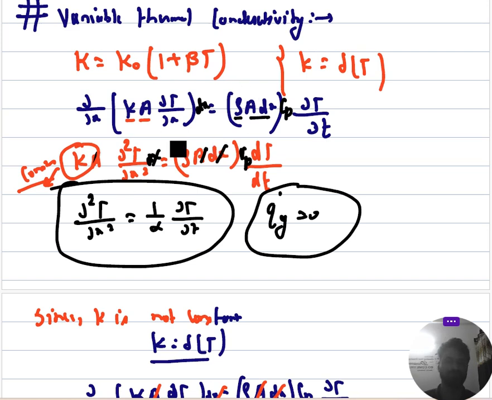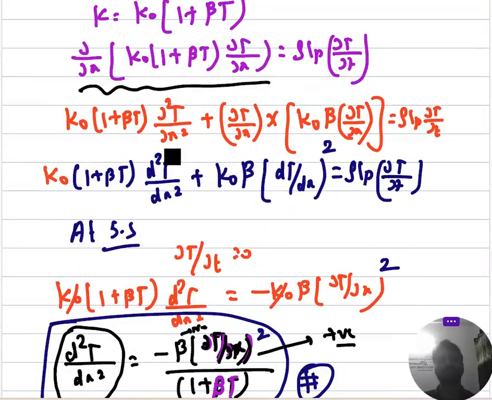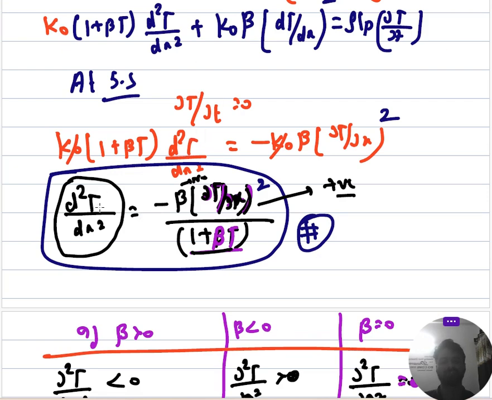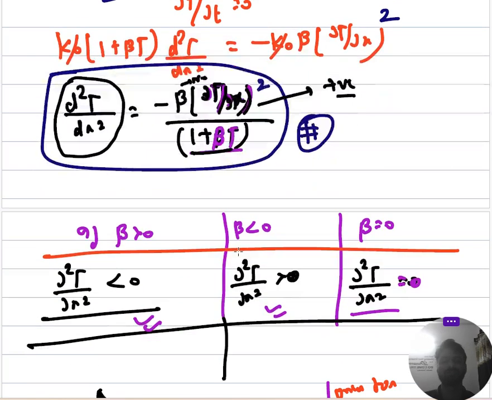The value of beta can change from negative to 0 and 0 to positive, right? In the master equation that I showed you earlier, the one dimensional steady state heat conduction equation, if I substitute K equals K naught into (1 plus beta T), from here you get d2T by dx square equals minus beta into (dT by dx) whole square upon (1 plus beta T). So now you can see that the slope of the temperature versus x curve depends upon the value of beta, and obviously the squared term is a positive quantity, and minus beta upon (1 plus beta T) varies based on beta.